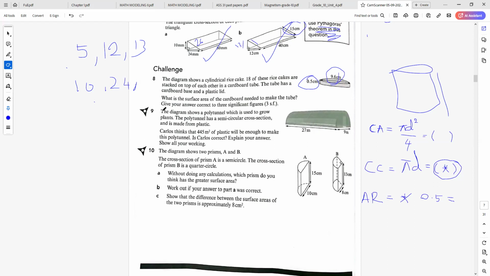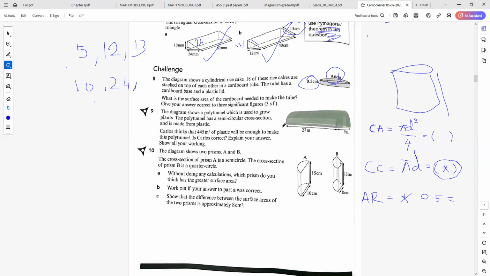Now we will look at the ninth question also. The diagram shows a polytunnel which is used to grow plants. The polytunnel has a semicircular cross section and is made from plastic. Carlos thinks that 445 meters square of plastic will be enough to make this polytunnel. Is Carlos correct? Explain your answer. Show all your work. Now we will do this question.